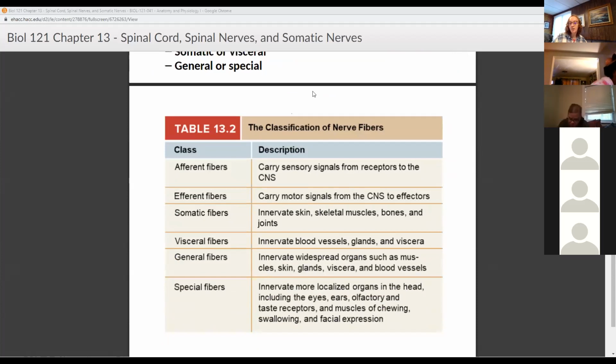So afferent fibers carry sensory signals from the receptors to the central nervous system. Efferent fibers are going to carry motor signals from the central nervous system to the effectors. Somatic are going to innervate the skin, skeletal muscles, bones, and joints. Visceral fibers are going to innervate blood vessels, glands, and viscera. Remember, viscera means organs. General fibers are going to innervate organs such as muscles, skins, glands, viscera, and blood vessels.